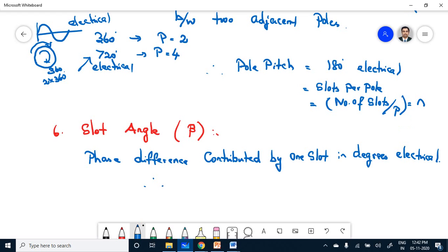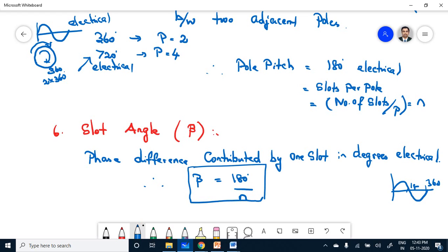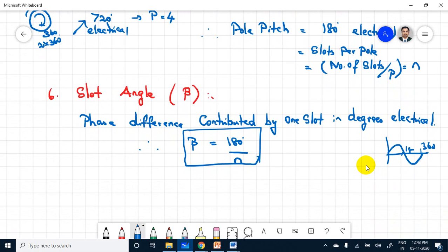So beta is equal to a total of 180 degrees, because your waveform is a sinusoidal waveform: this is 360, this is 180. For every half cycle it is beta. Beta equals 180 degrees divided by n, where n is the number of slots per pole. Reverse is also possible. Any doubts?